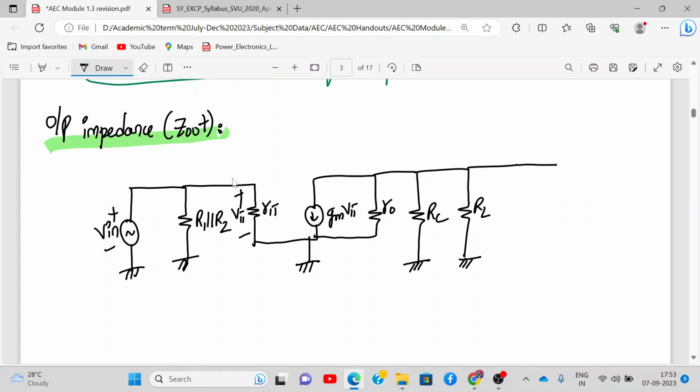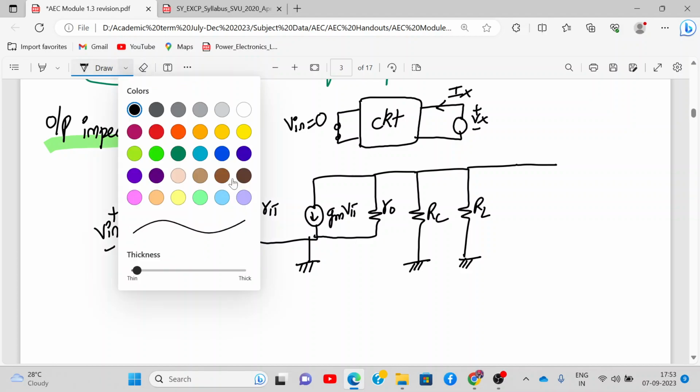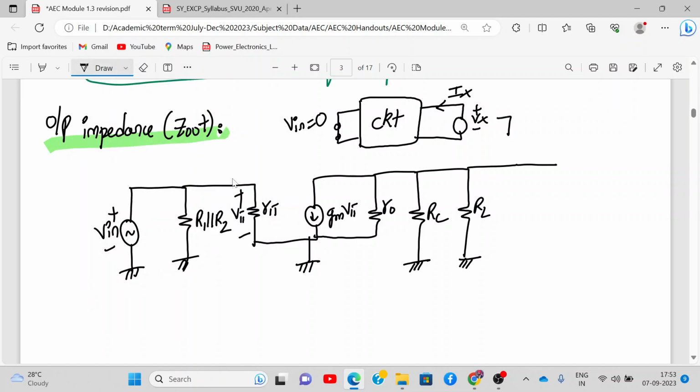Now what we do in output impedance is we again put the entire circuit inside the box, but this time we'll short circuit the input. We'll make V in equal to 0. And now we apply the test source at the output instead of the input. So this voltage will be Vx and we force the current Ix. Now Vx upon Ix will give you Z out. This Vx upon Ix is Z out, but there is one more condition, that V in should be equal to 0.